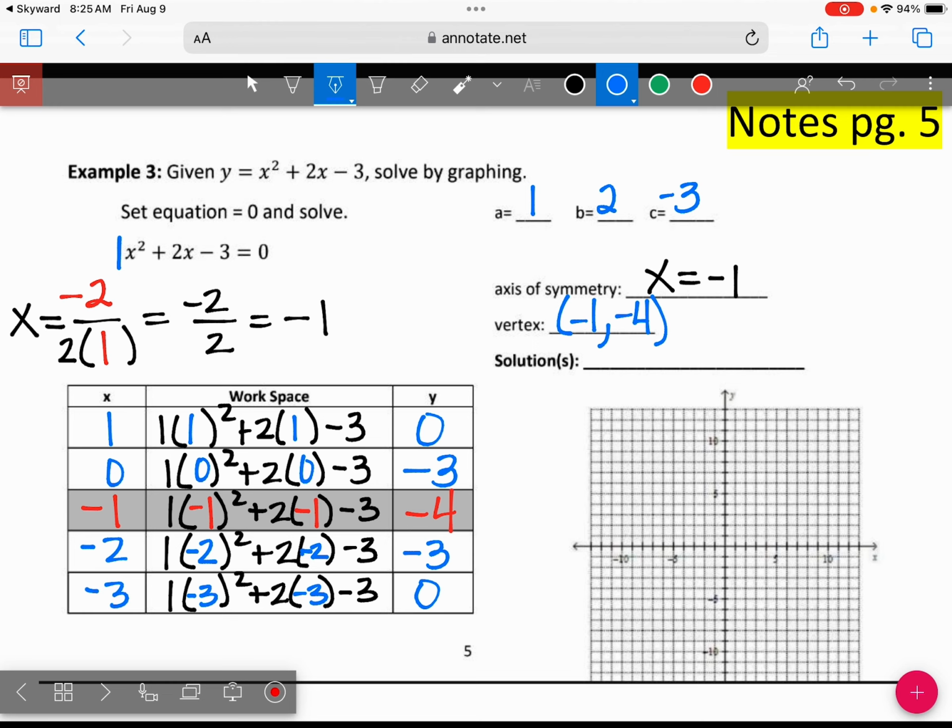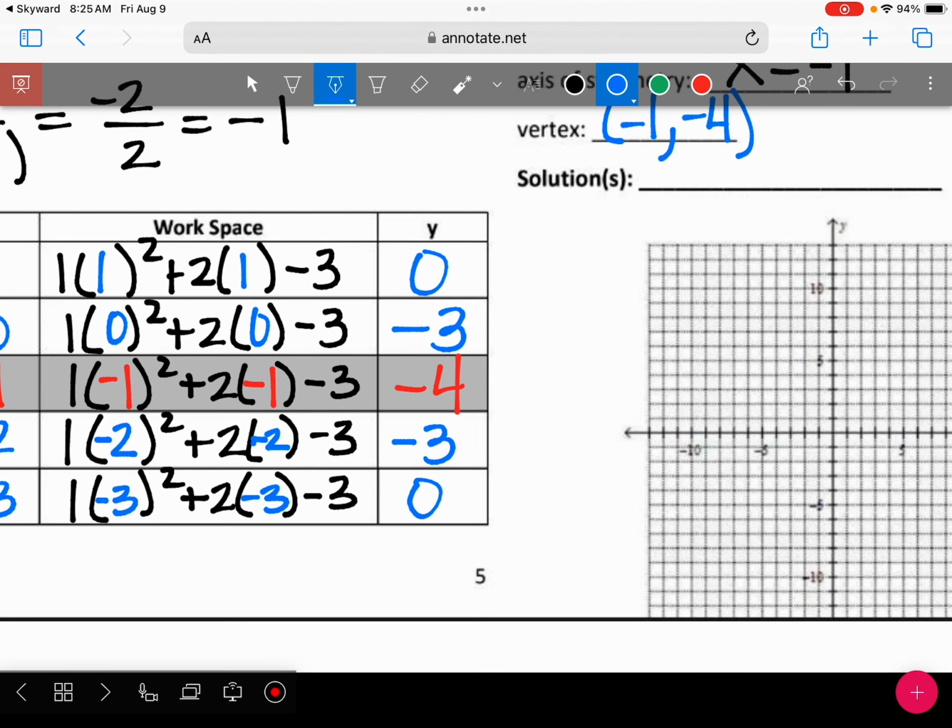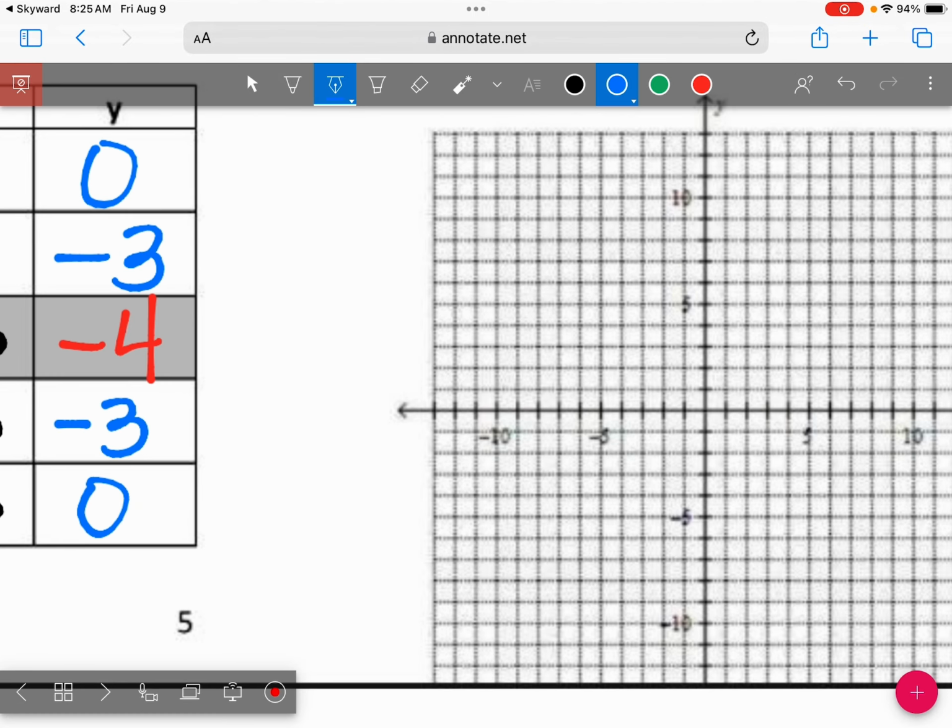All right, let's go ahead and plot these 5 points. So we got 1, 0, -3, -4, and then we come back up. That's what your graph will look like.